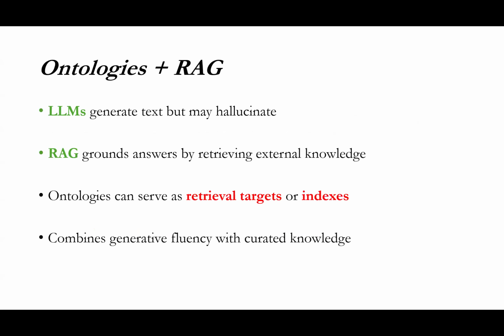Of course, we can do a little better. We can spell some of those logical relationships out. We do this with things like graph RAG or ontologies. LLMs generate text, we know, but they may hallucinate. RAG can ground answers by retrieving external knowledge. Ontologies can serve as retrieval targets or indices and make more explicit some of that implicit information that's buried in those documents. That's the central conceit.